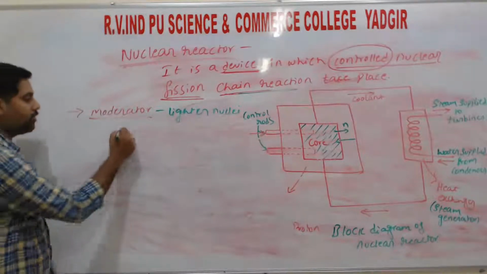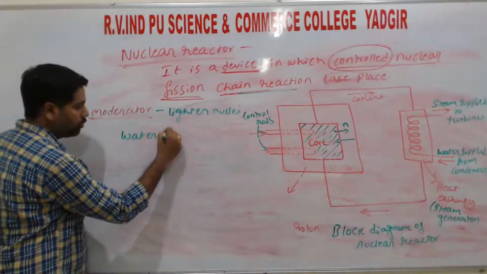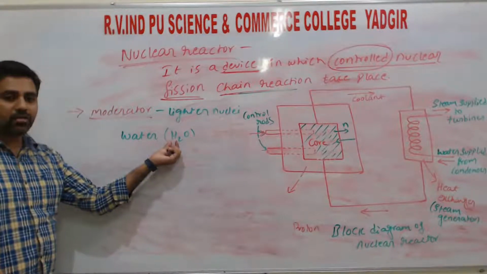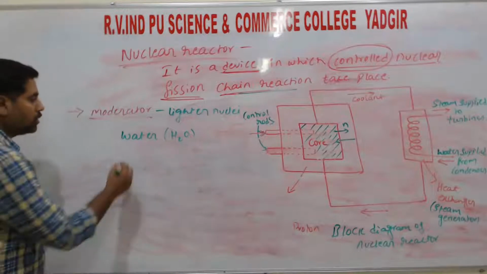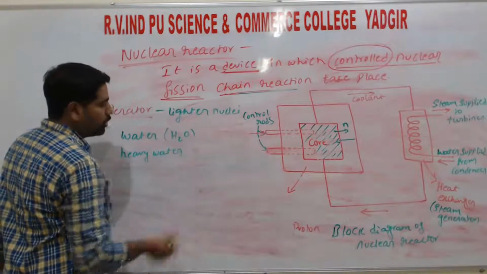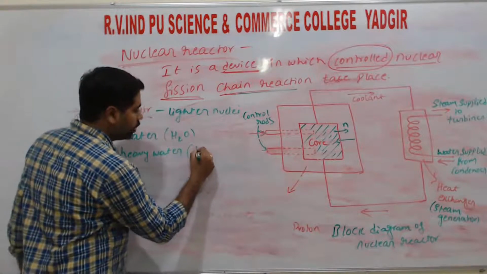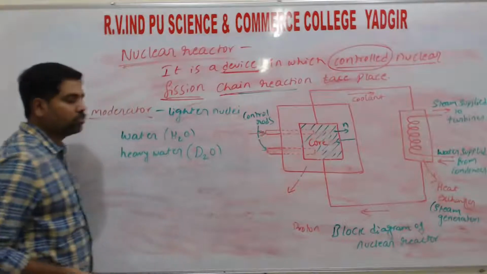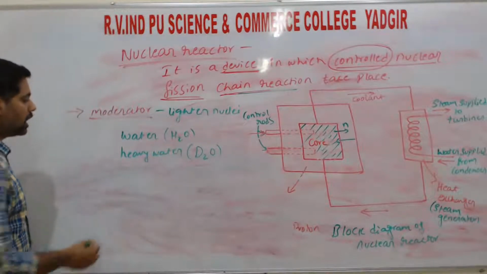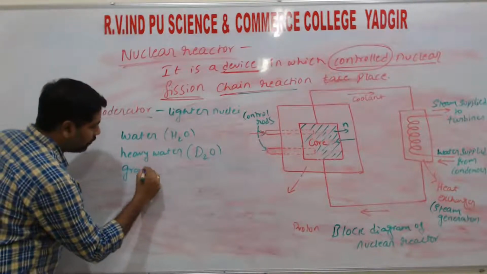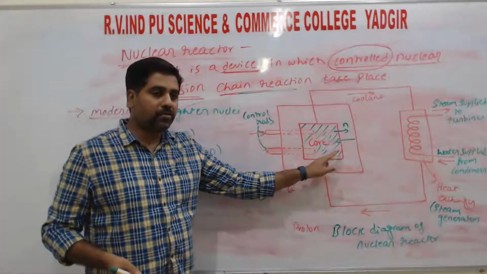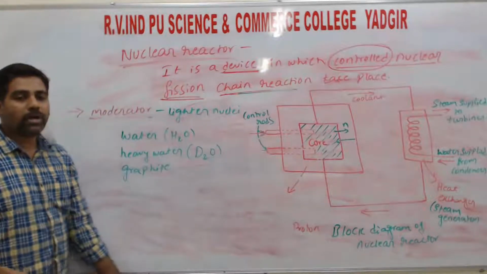In a nuclear reactor we are using water, because water is formed by hydrogen. Hydrogen is the lighter nucleus, right? So H2O, and heavy water. Heavy water is deuterium oxide, that is D2O, right? This one is an isotope of hydrogen only. And the third one is graphite. The core is covered with graphite, so this graphite is used as a moderator, right?